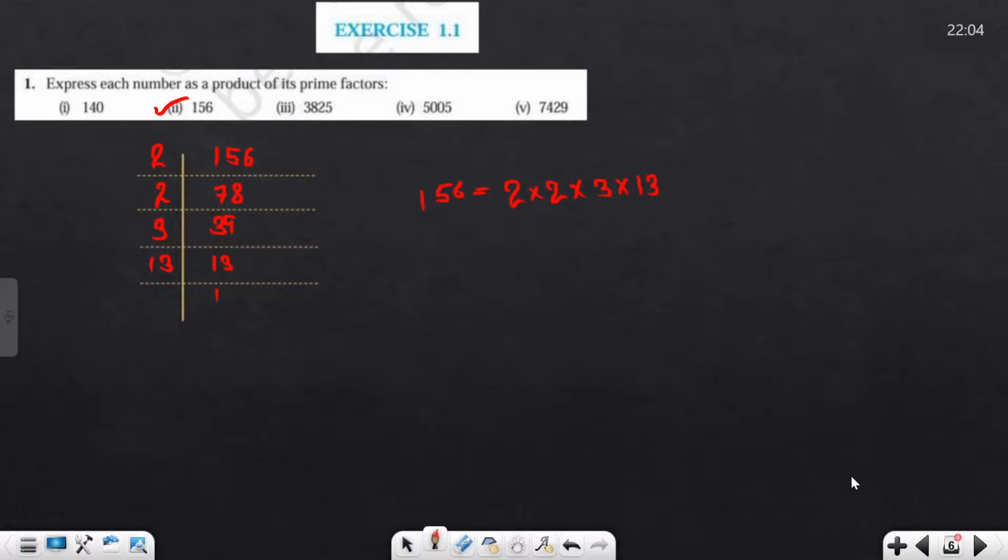Okay, and we move on to the next question, part number 3. The question is: make the prime factors of 3825. Okay, now tell me, this number is divisible by what number? 3825. The unit digit 5 is not divisible by 2, so we check 3. Add the digits: 3, 8 is 11, 2 is 13, and 5 is 18. 18 is divisible by 3, it means the whole number is divisible by 3.